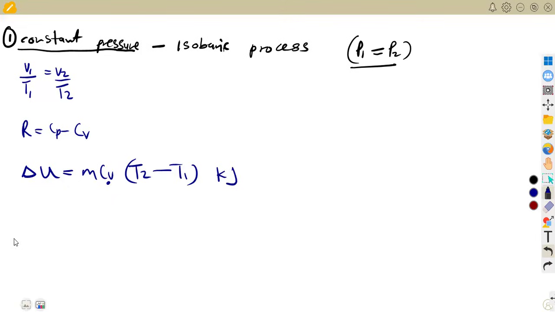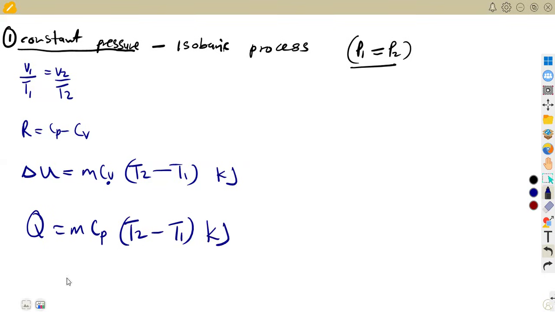Then we also talk about the heat that is being added or rejected. So Q, being the heat added or rejected for a constant pressure, will be Cp times the change in temperature, which is T2 minus T1. Also, this is measured in kilojoules.